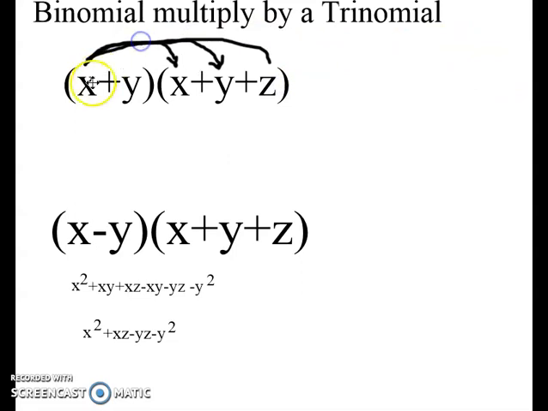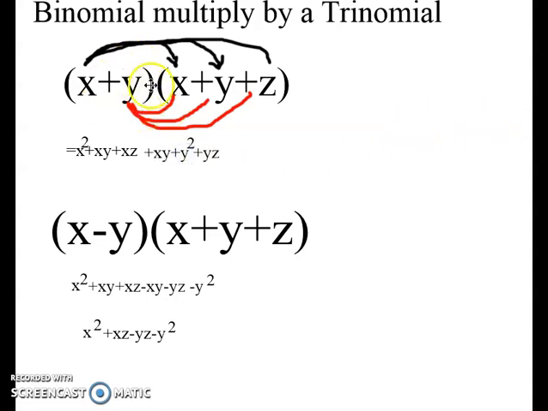I take my first term and multiply it with all three terms in the second bracket. Then I take my second term and multiply it with all three terms in the second bracket. If I take x and multiply it with x, I'll get x squared. If I take x multiplied by y, I'll get xy. If I take x and multiply it with z, I'll get xz. Now I take y multiplied with x, which gives me xy. Y multiplied with y will give me y squared, and y multiplied by z will give me yz.